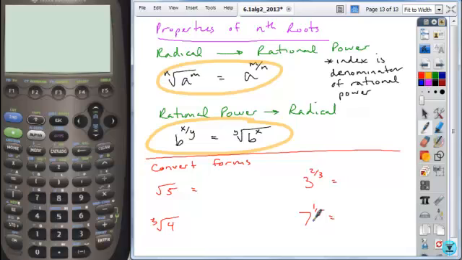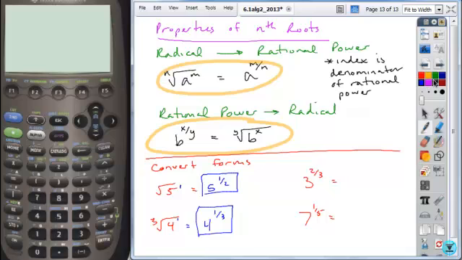With the first one, square root of 5, you take your base of 5 to the power of the unwritten power in our base, which is a 1, divided by our index, an unwritten 2. So 5 to the power of 1/2 is the rational power form of square root of 5. For the second one, we take our base of 4 to the power of, again, an unwritten 1, all divided by the index, which was 3, so 4 to the power of 1/3 is how you would write this.